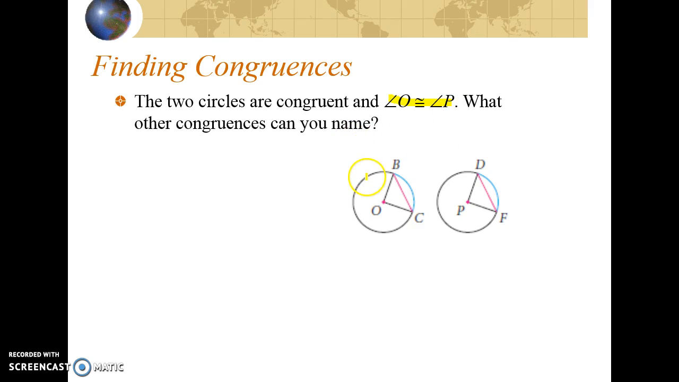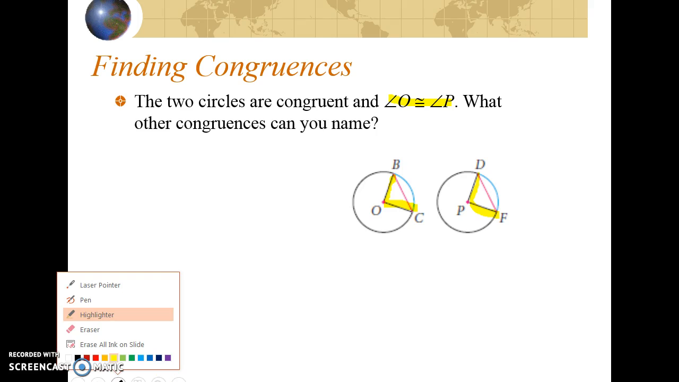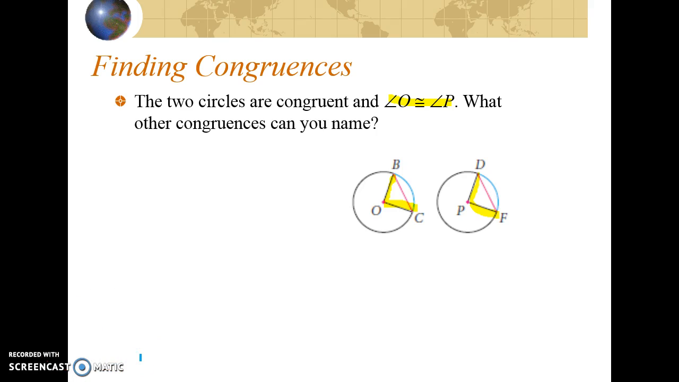So if we think about that, we're being told that the central angle right here, the angle formed by BOC, is congruent to the angle formed by DPF. So we're told that our central angles are congruent. We're also asked to name some other congruencies. So going back to that theorem, we said that central angles have congruent chords.